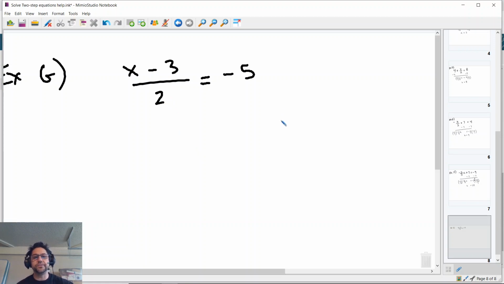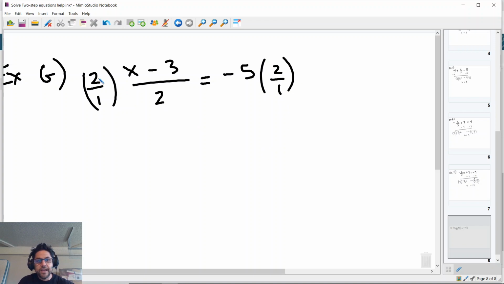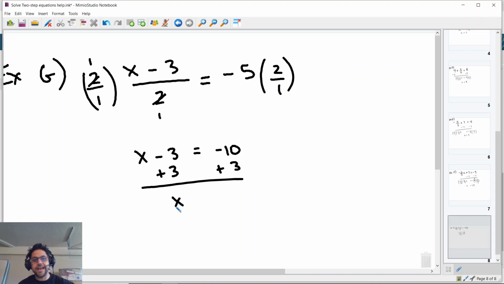So the easiest way to do this is to clean out your denominator, if you will. I'm simply going to multiply by 2 over 1. Now, that's not the reciprocal because I don't want to get rid of the x subtract 3. All I'm asking you to do is to have your 2's cross cancel. And I'm going to multiply the other side by 2 over 1 as well. So if these cross cancel, I now have x subtract 3 is equal to negative 10. My last step, because if you notice it's just a simple x, is to add 3 to both sides. So that's going to give me x is equal to negative 10 plus 3, which is negative 7.